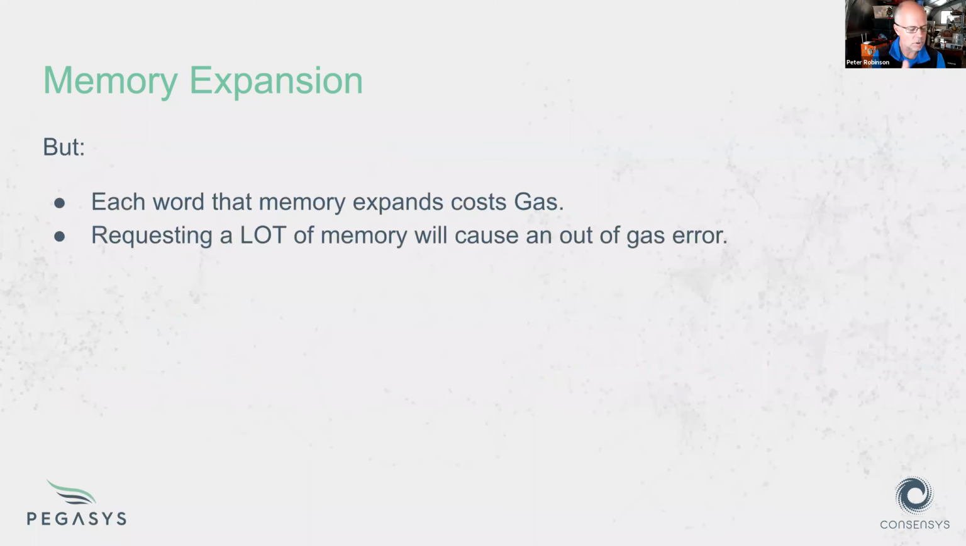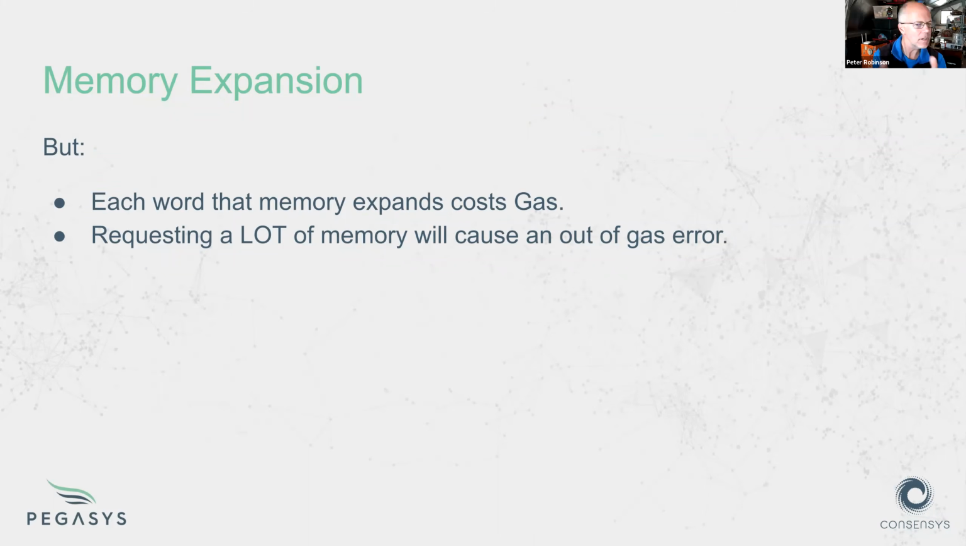Each time you use an extra memory location, it costs gas. So you have this memory expansion thing. If you require a lot of memory, you're going to run out of gas, and so before you cause an out of memory error on the Ethereum client, you're going to run out of gas. What this is saying is that you want to be a bit careful about allocating huge arrays or huge other variables in memory, because they cost gas.